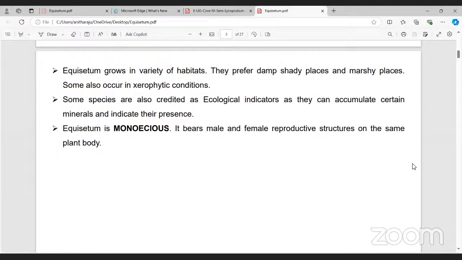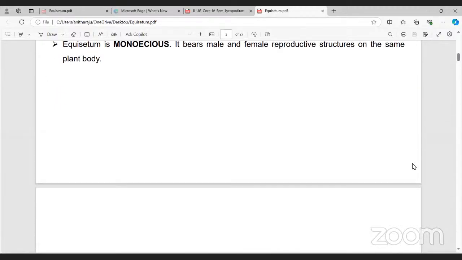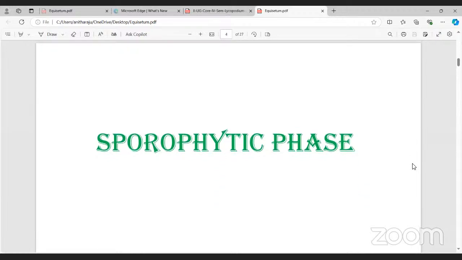Equisetum is monoecious. What is monoecious? Both the male and female are present in a single plant. Right. Sporophytes, this is important here.